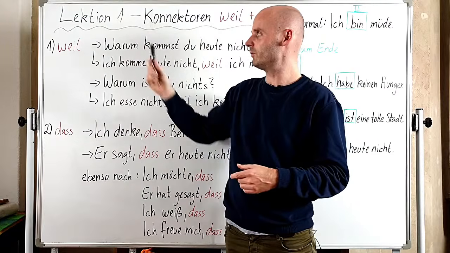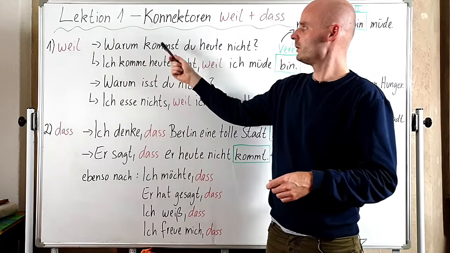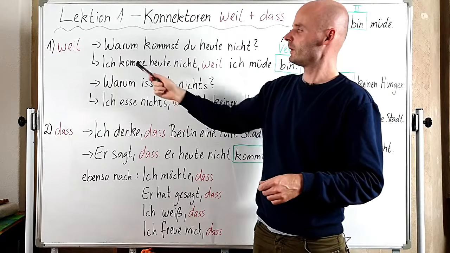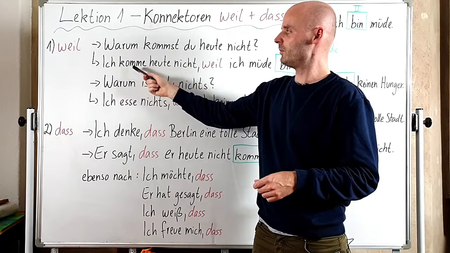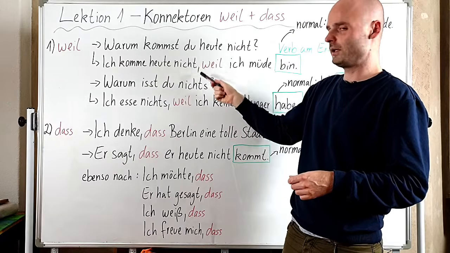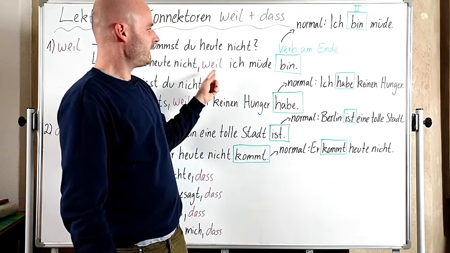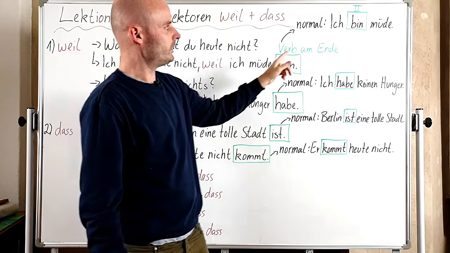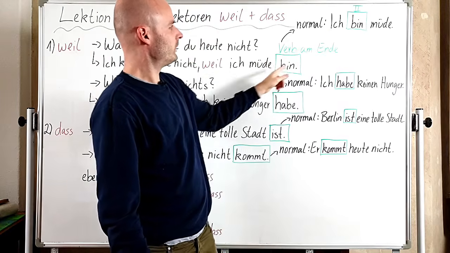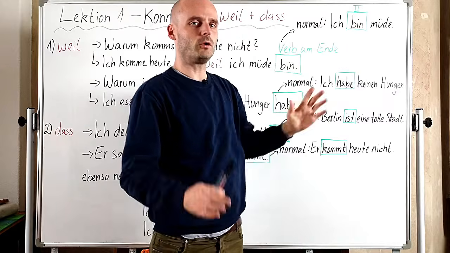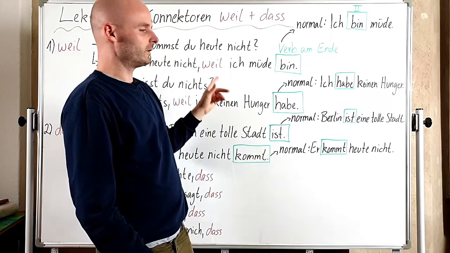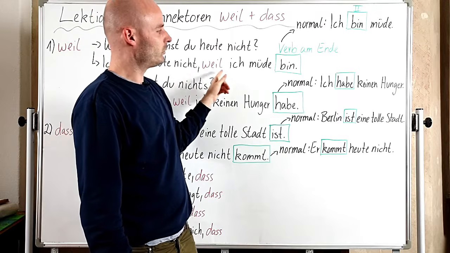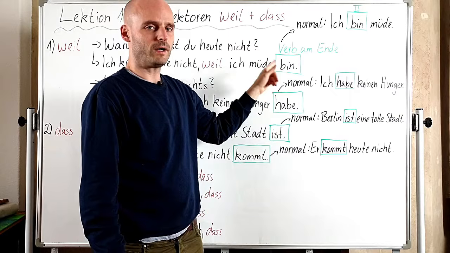In German, warum. For example, warum kommst du heute nicht? Why are you not coming today? Then we have the main clause, which is ich komme heute nicht, comma, don't forget the comma, weil ich müde bin. And this is very important right now. Usually if you have the sentence ich bin müde, it would be ich bin müde in a normal clause. But if it's a subordinate clause, which happens after weil, then the verb has to go to the end. And this is very important.